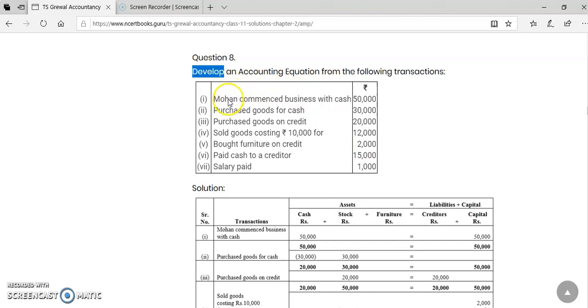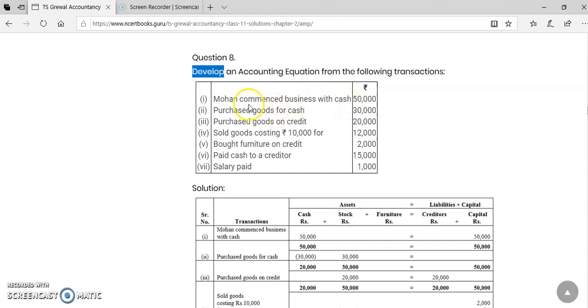First entry is Mohan commenced business with cash. Commenced means Mohan has started business. If anything is mentioned like commenced or started, it means you are putting your money into business. So what is Mohan doing? Mohan has invested. You can interpret this equation like that. Mohan has invested 50,000 cash into the business. Here nothing is mentioned about where the money comes from.